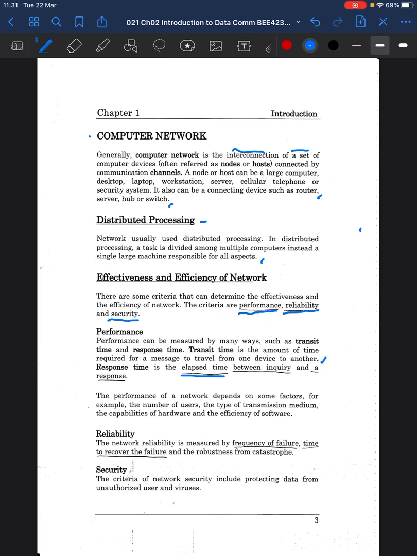The performance of a network depends on some factors, for example, the number of users, type of transmission medium, capability of hardware, and efficiency of software. There are four factors which determine the performance: transmission medium, such as optical fiber or wireless or Bluetooth, the hardware, software, and also the number of users.